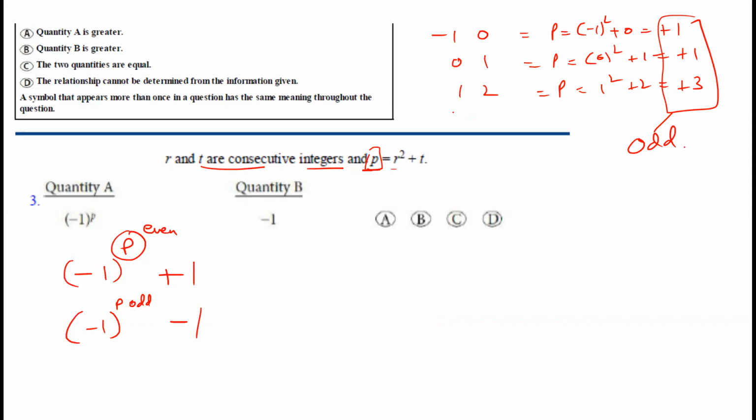Even if you take 2 and 3, p would be equal to 4 plus 3, that is 7. So whatever 2 consecutive numbers we take, this equation r squared plus t is going to give you an odd number. So -1 raised to power an odd number is going to give you -1. So -1 equals -1. Hence option C is correct.